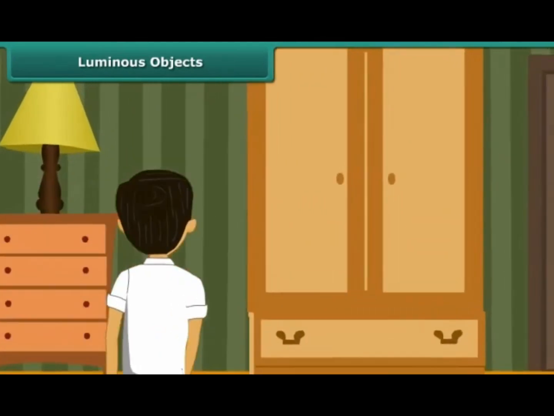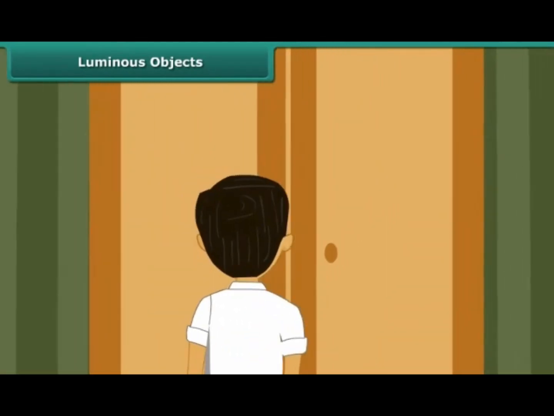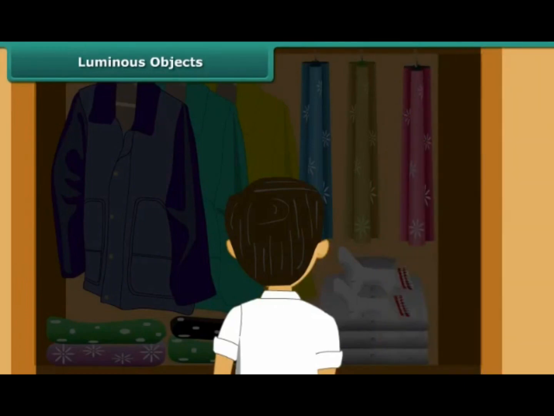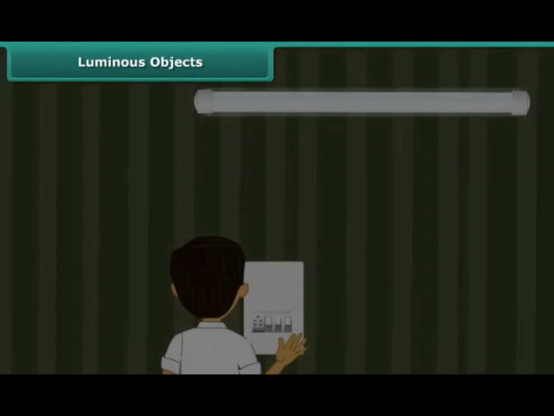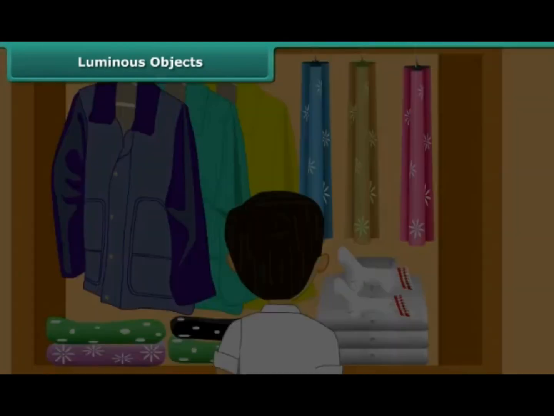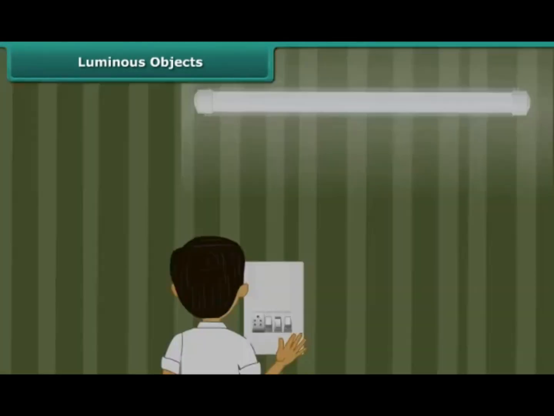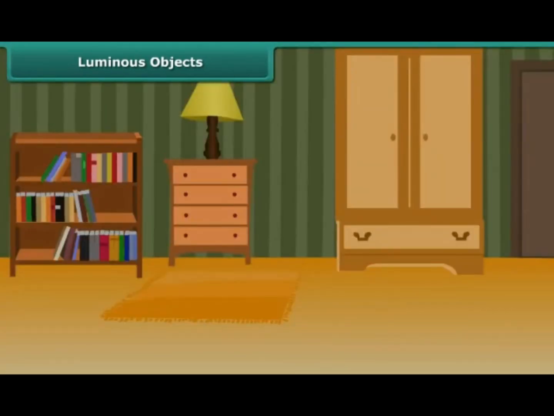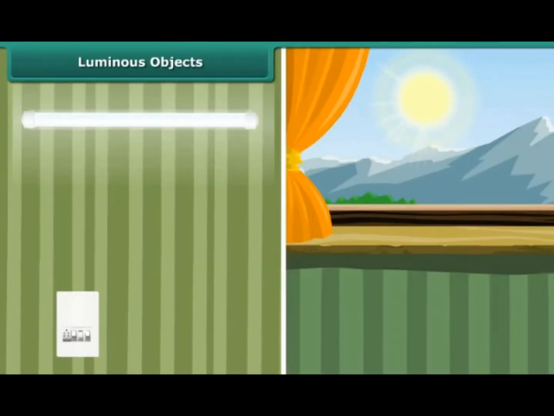You are getting late for school. You are not able to find your socks. You search for them in the cupboard. Since the cupboard is dark, you switch the tube lights on. Once you locate the socks, you switch the lights off because there is sufficient daylight. We just talked about two types of light. The light from the tube lights and daylight, which is the light from the sun.